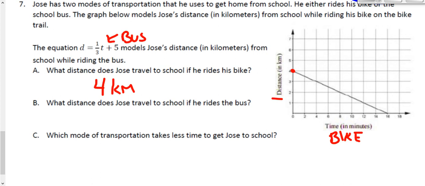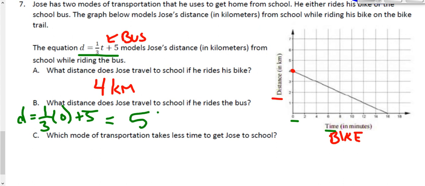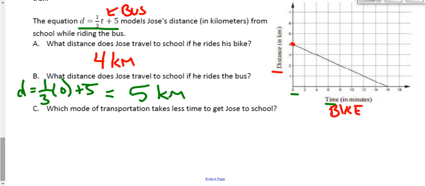So for the second question, what distance does he travel to school if he rides the bus? We're going to take a look at the bus equation, and we're going to try and do the exact same math. We're going to be looking for when the time is 0. The time is the letter t in this equation. So what is the distance when the time is 0? In this case, 0 plus 5, the distance would be 5. So 5 kilometers.